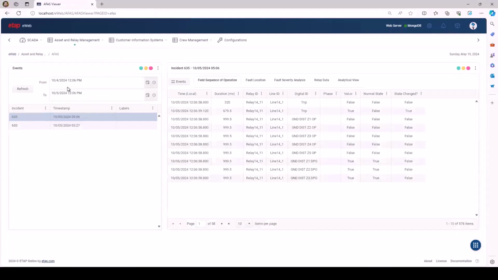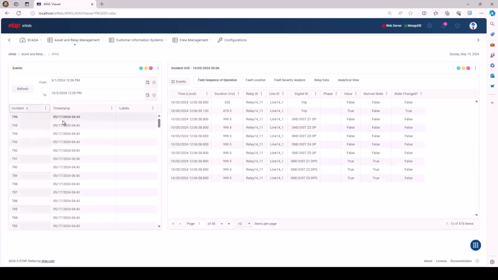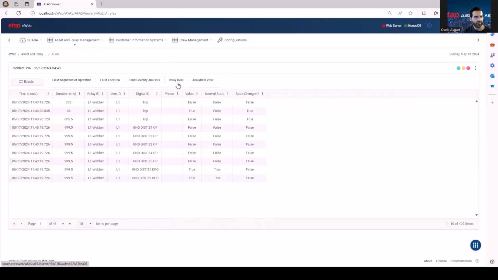AFAS automatically archives incident data as it receives it. So you can search by date and time and find the incidents that you're interested in. So let's sort based on the incident number. This is the incident that I created earlier. The user can right-click and add labels to the incident or view the incident using waveforms in the eWeb environment as well. Let me hide the event section to only focus on the incident results.